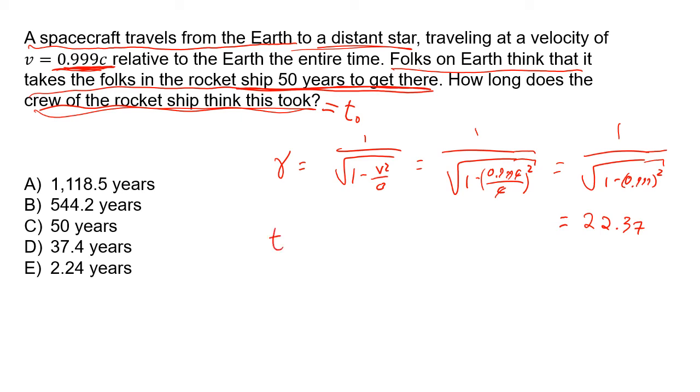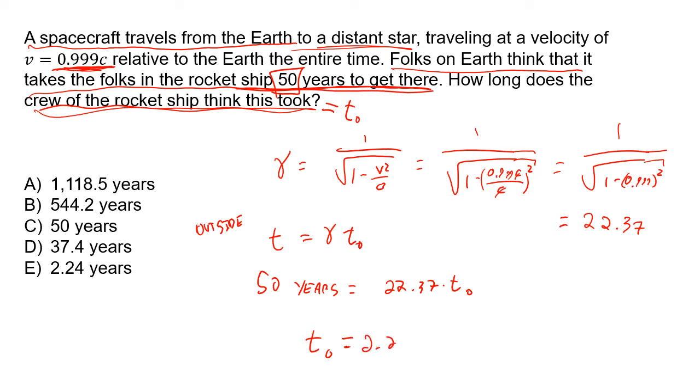So since time outside equals gamma times the proper time, and the people on Earth think it took 50 years, 50 years equals gamma, 22.37, times the proper time. The proper time is only 2.24 years.